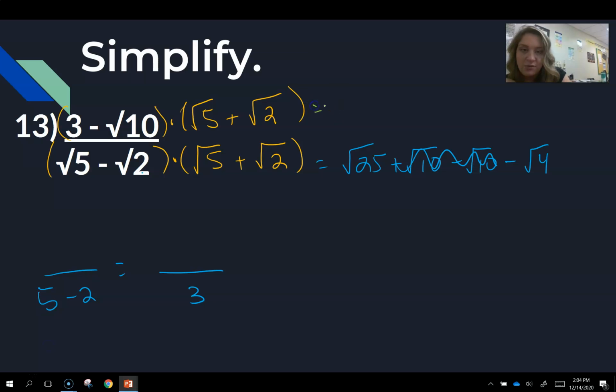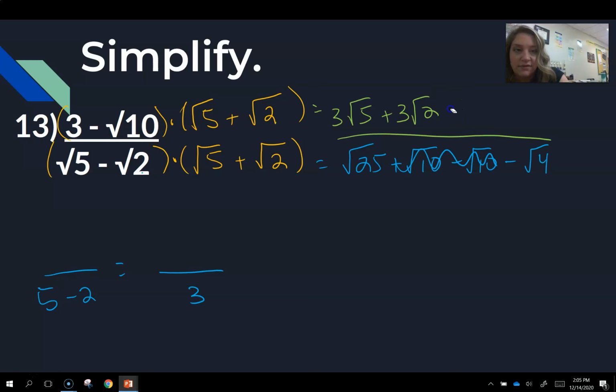All right, so my numerator, though, 3 times square root of 5 is 3 square root 5, okay? 3 times square root 2 is 3 square root 2. All right, piece in the middle, negative square root 10 times square root of 5 is going to be positive, no, I lied, negative square root of 50. And then negative square root 10 times square root of 2 is going to be negative square root of 20. All right.